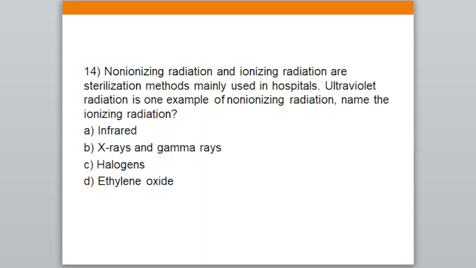Non-ionizing radiation and ionizing radiation are sterilization methods mainly used in hospitals. Ultraviolet radiation is one example of non-ionizing radiation. Name the ionizing radiation. So your options are A. Infrared, B. X-ray and gamma rays, C. Halogens, D. Ethylene oxide. The correct answer is B. X-rays and gamma rays.